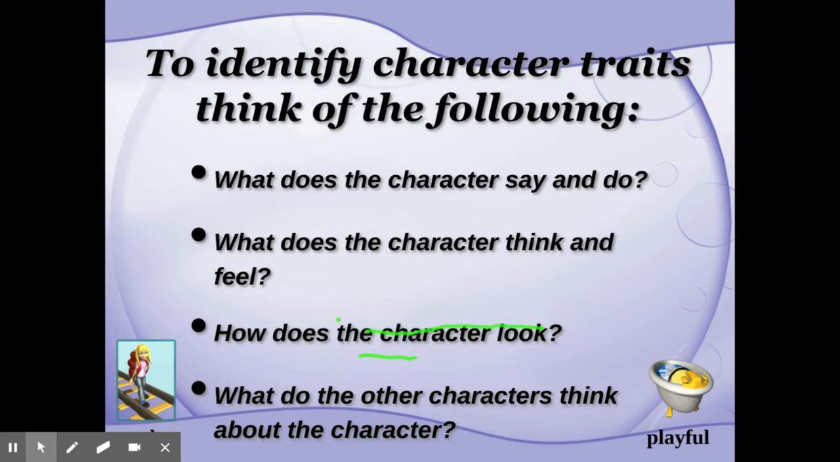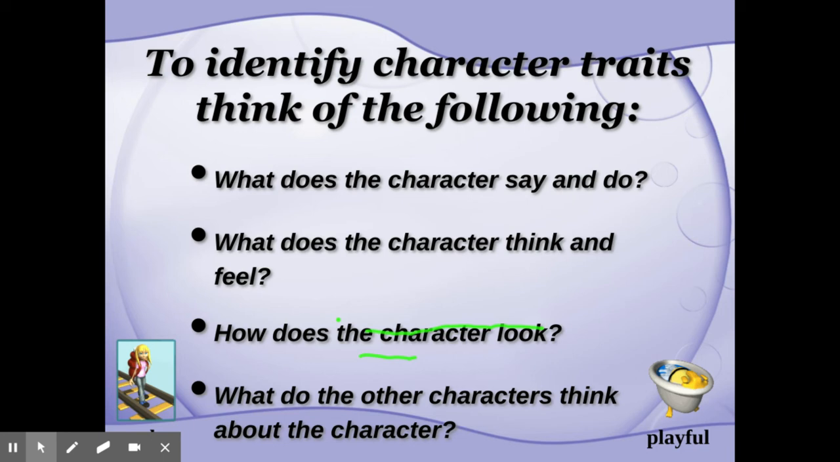So to identify a character trait, think about the following one last time. What does a character say and do? So what is their dialogue? What are they talking about? And what are their actions? What is the character thinking or feeling? So if they share their thoughts in the story, are they feeling sad? Are they feeling happy? We can look at our illustrations. We can look at the text evidence.